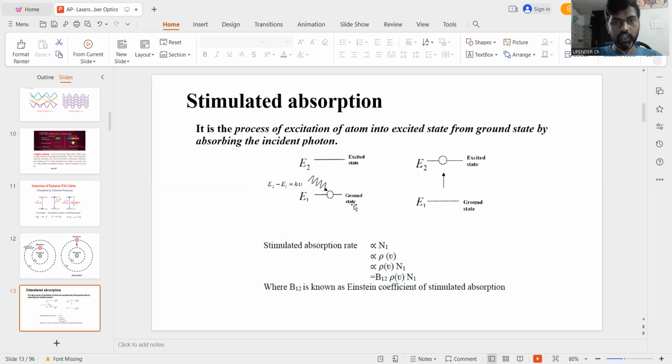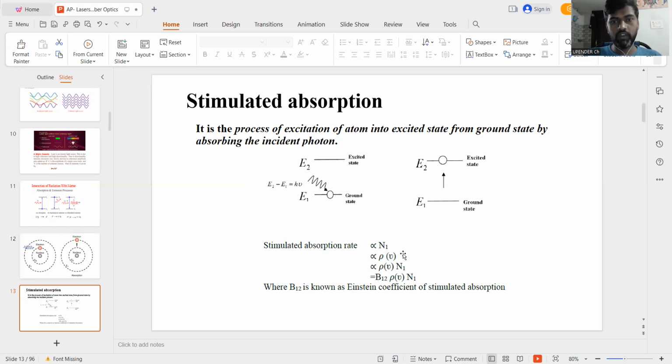Now these are the two states, ground state energy state. The other one is excited state. From the ground state to the excited state, the atom is going. Okay, this is called as stimulated absorption process. In this particular process, the absorption rate is directly proportional to the number of atoms in the ground state. More the number of atoms in the ground state, more the absorption transition that we can observe here. More the number of atoms in the ground state, more the excitation of atoms. Because of this, absorption rate will be increased.